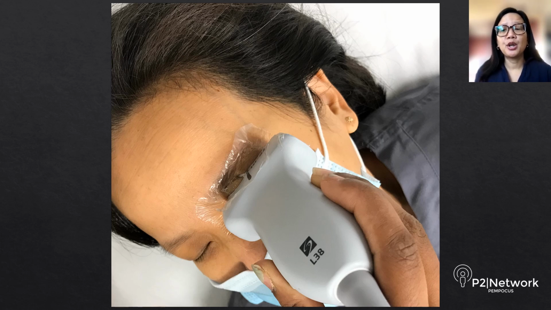Then place the probe over the eye with as little pressure as possible. If you use a large amount of gel, you may not even have to make contact with the Tegaderm overlying the closed eyelid. One thing that I recommend that's not shown here in this photo is to stabilize the ultrasound probe with your fourth or fifth fingers either on the nasal bridge or on the forehead, and this will minimize the amount of pressure that you're placing on the eye.